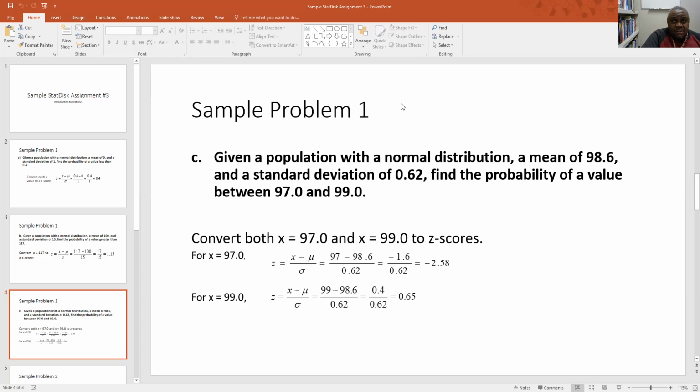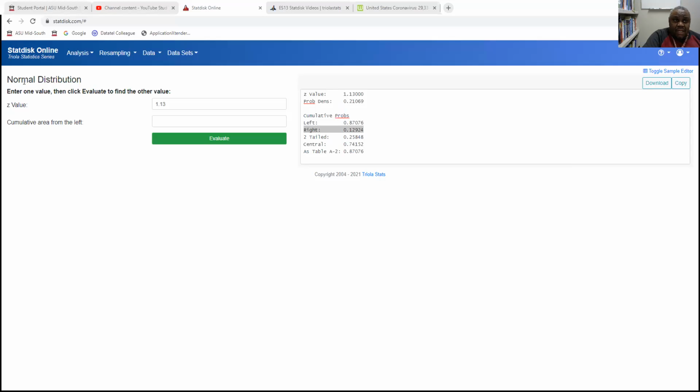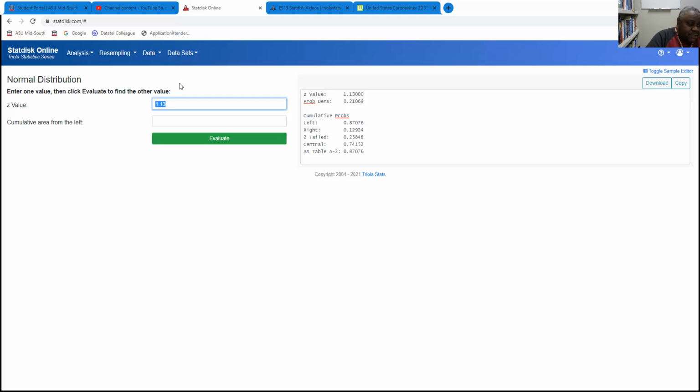And now we can use StatDisk to find out what our probability is going to be. So back to StatDisk. It's still going to be normal distribution, by the way. Nothing's going to change. The z-value for 97.0 was negative 2.58. So I'm going to type negative 2.58 in the box for the z-value, and then click on Evaluate.